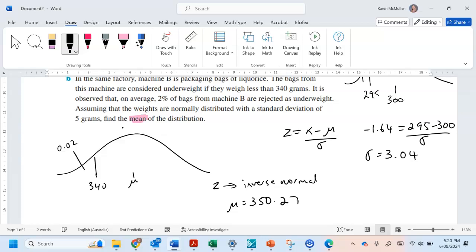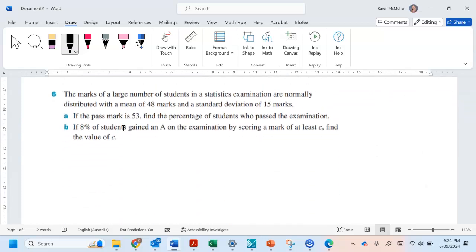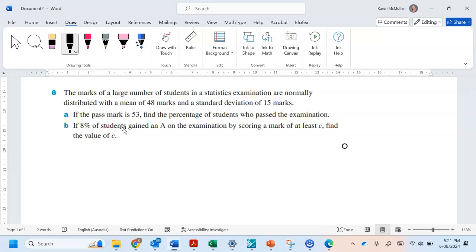And we would expect it to be bigger than 340. And there we go. Alright, question 6, you're not finding the mean or the standard deviation, but I thought I would just do it anyway.